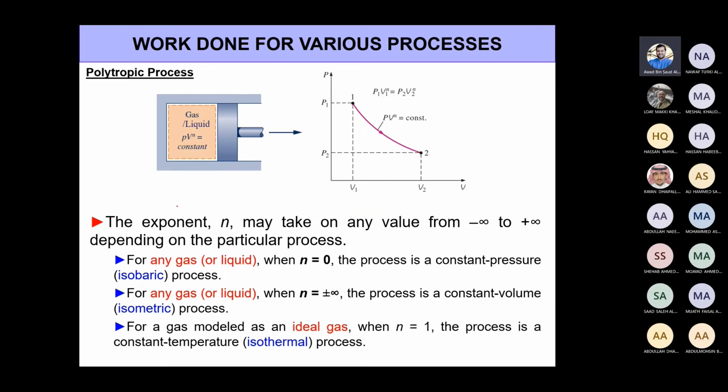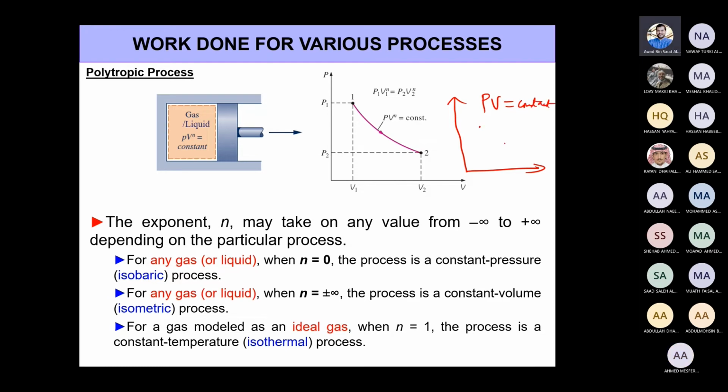Lastly, you can also consider a process where n is equal to 1. If n is equal to 1, then what we are saying is pressure times volume is equal to constant. So you get a curve here, from 1 to 2, which joins these two states. So again, these are different situations, and n can be any value apart from these numbers. But if n is 0, it's a constant pressure process. If n is plus or minus infinity or a very large number, it's a constant volume process. And if n is equal to 1 and you're dealing with an ideal gas, then that process becomes a constant temperature process. Now let us try to understand why such a thing happens.